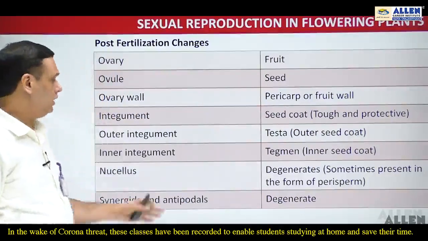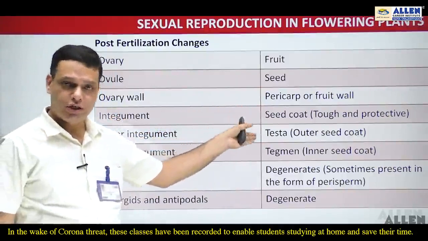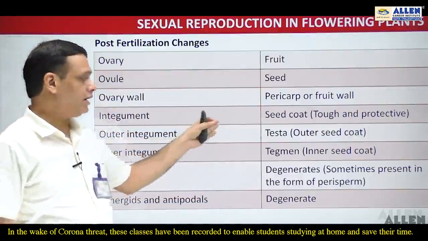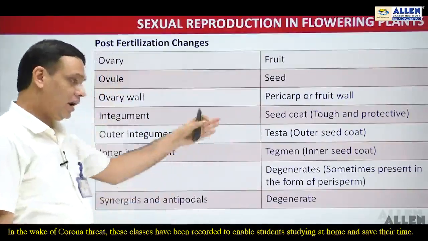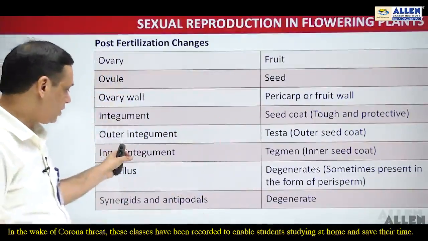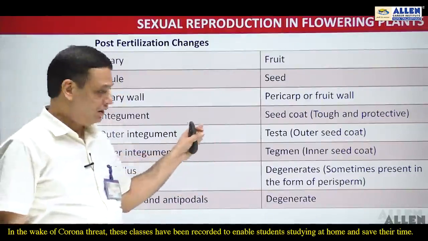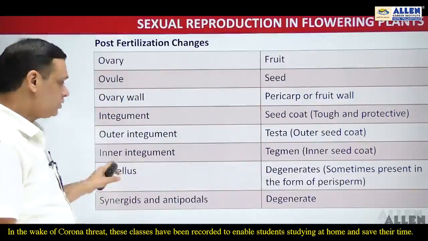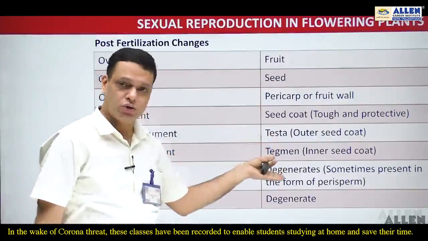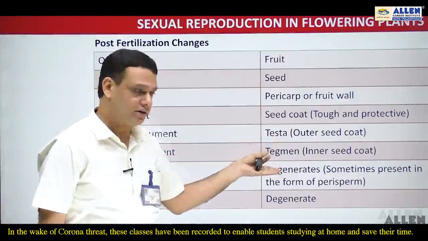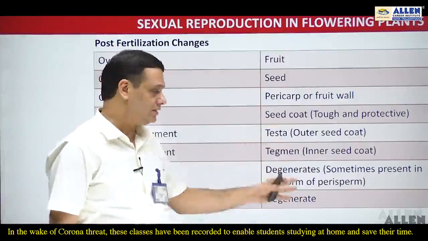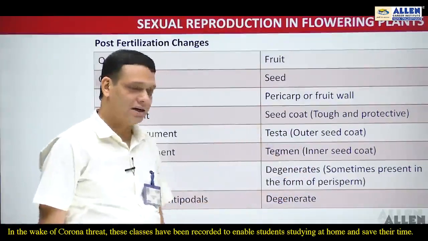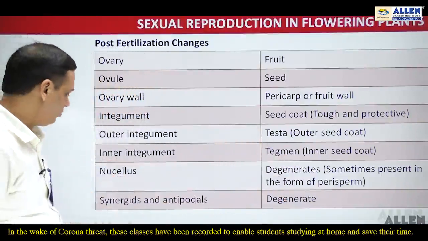and the ovary wall is converted into pericarp, or fruit wall. The integuments are converted into seed coat: the outer integument becomes the testa, that is the outer seed coat, and the inner integument converts into the inner seed coat, known as tegmen. Very important. The nucellus usually degenerates, but in some seeds it remains present as a residue, and that residual remnant is known as perisperm.